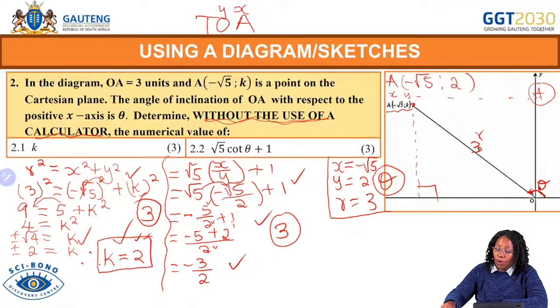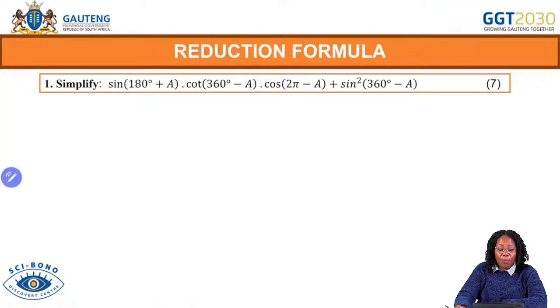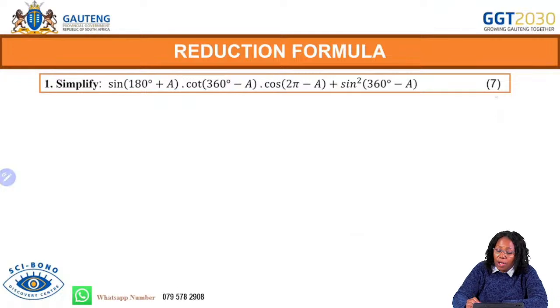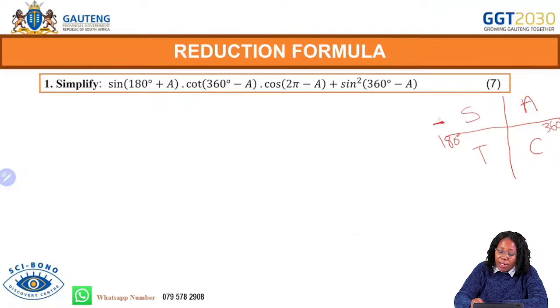All right, moving on to the next subtopic under trigonometry. We are now looking at the reduction formula. Remember, when you talk reduction formula, we are talking about that CAST diagram. You cannot do your reduction without having this diagram, grade 12. And then remember, we only use the 360 degrees and the 180 degrees. Before 180 is 180 minus. After 180 is 180 plus.